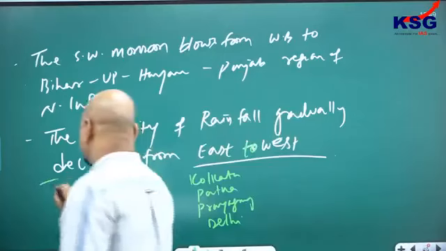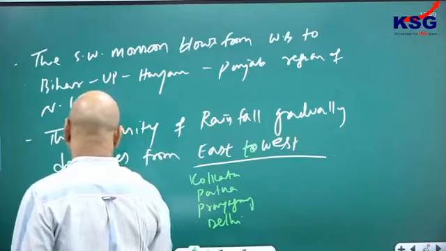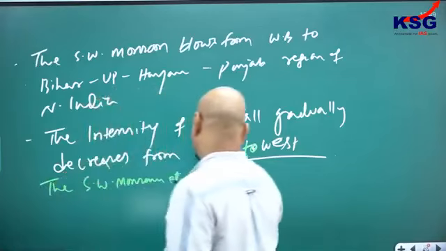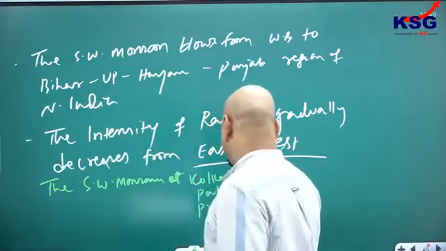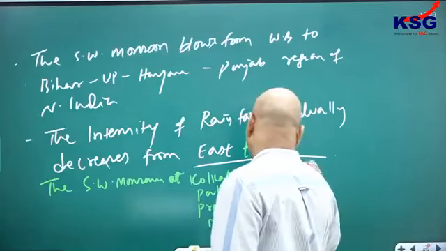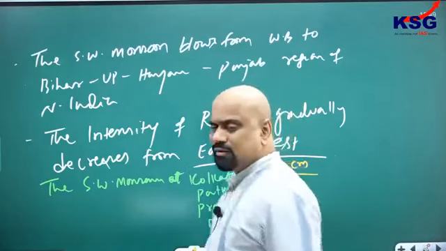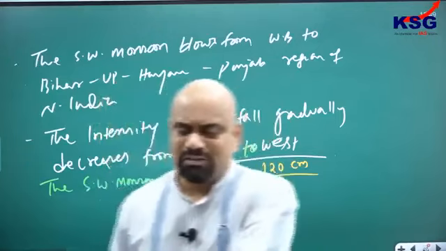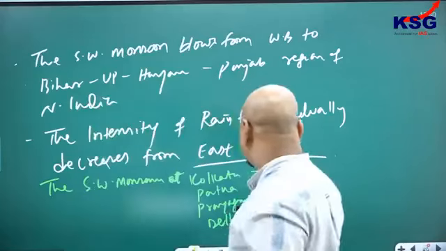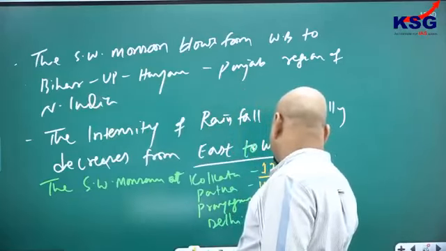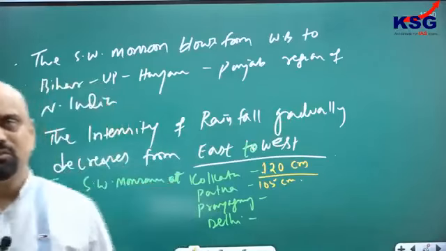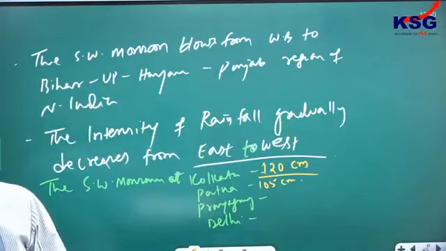So लिखो the southwest monsoon at कोलकाता. ये रीजन में कितना कितना है? कोलकाता में 120 cm मिनिमम जो है ना 120 cm होता है. इस साल तो 175 cm तक गया है. 120, 105 cm in Patna. Patna is less. While it reaches your Prayagraj 91 cm.